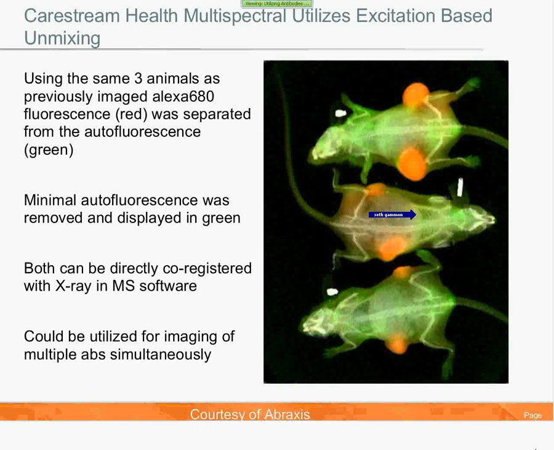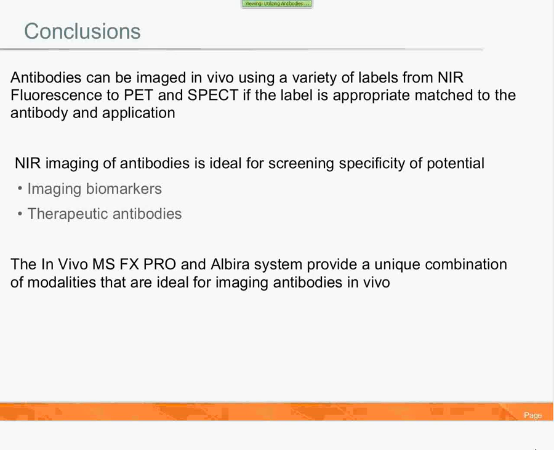So in conclusion, antibodies can be used for in vivo research, particularly when you label them with near-infrared fluorophores or with PET or SPECT labels when you match the half-life to the clearance time of your antibody. NIR imaging of antibodies is ideal for screening the potential of imaging disease sites such as a tumor or a localized muscle tissue. You can also utilize them for screening how well potential therapeutic antibodies or antibody mimetics are binding to the appropriate tissue, or are they binding to tissues you don't want them to, for example, like the kidneys or the liver.